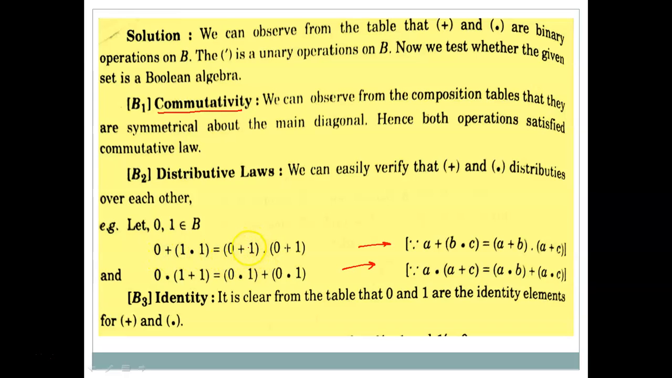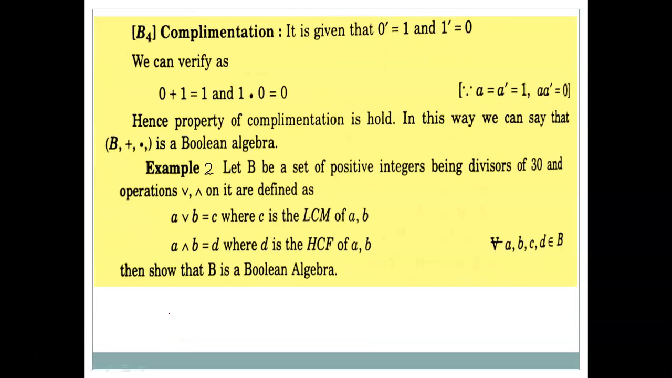So similarly, if you see this fact here, 0 plus 1 is 1 and 0 plus 1 is 1, so 1 equals 1, left hand side equals right hand side. So I can say that distributive property is satisfied for these elements 0 and 1. Similarly, if you are taking dot operation here and plus here, again this holds. So distributive law holds in this set. Again, the identity. It is clear from the table 0 and 1 are the identity elements for the operation plus and for the operation dot.